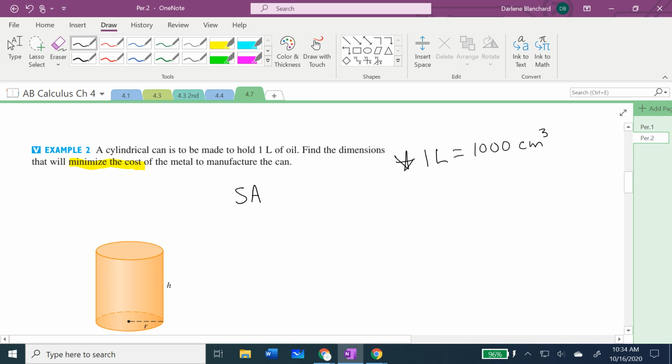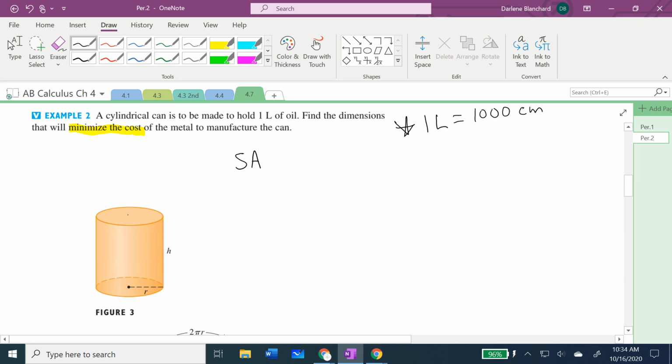Now it's a full can of oil. So we've got a top, a bottom, and then the round sides. The top and the bottom are circles. So the surface area of each of those is area of a circle, which you know to be pi r squared. There are 2 of them, so I'm multiplying by 2.